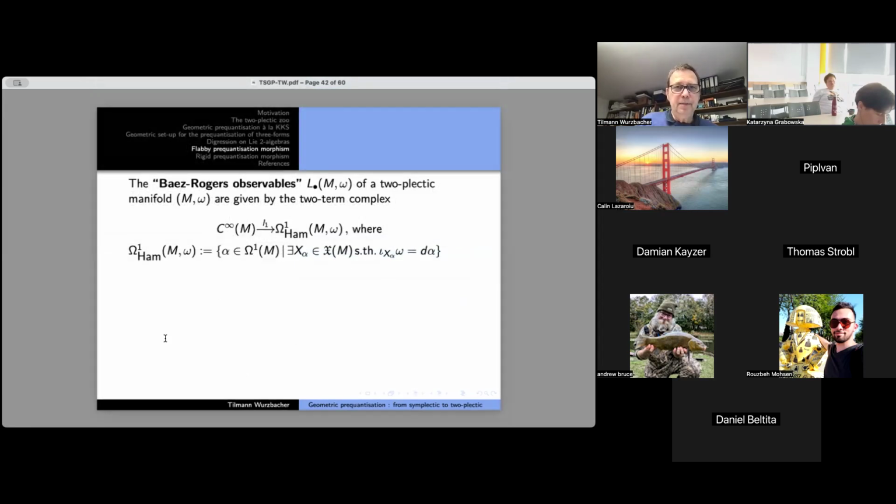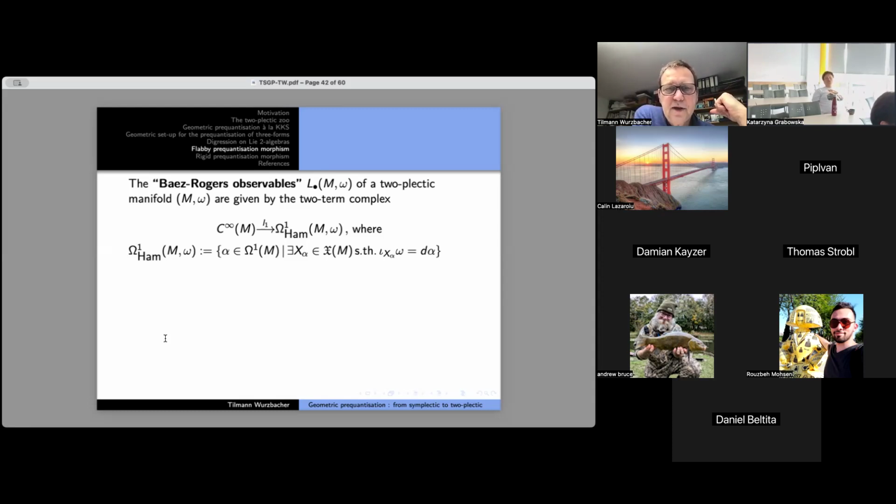Okay, now I come to the morphisms. So I have cut it in two chapters, flabby and rigid prequantization, and you will see in a second why. Okay, the first thing is what are the right observables in the two-plectic case? So what we use is the Baez-Rogers observable algebra, which for an n-plectic manifold is a Lie n algebra. So here in the two-plectic case, it's very easy.